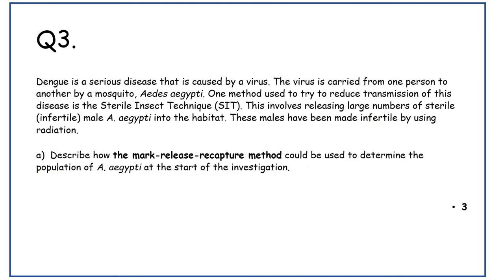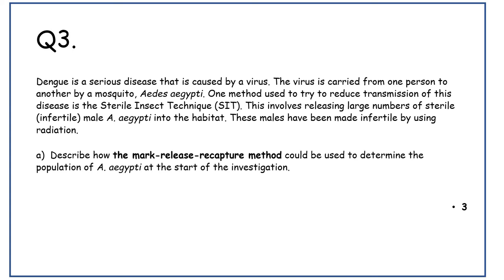Question 3. Dengue is a serious disease that is caused by a virus. The virus is carried from one person to another by a mosquito. One method used to try to reduce the transmission of this disease is the sterile insect technique, or SIT. This involves releasing large numbers of sterile, infertile males into the habitat. These males have been made infertile by using radiation.